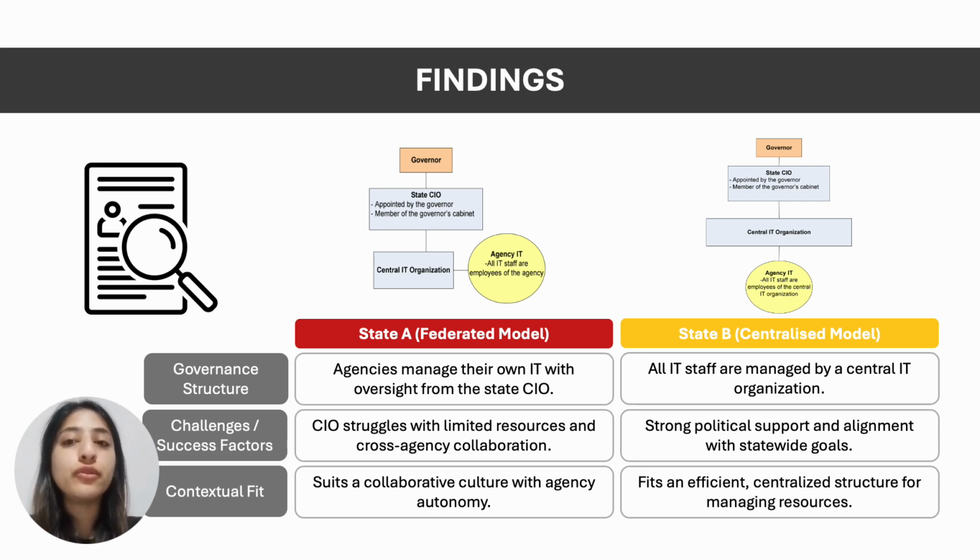The contextual fit of these models: the choice between the two often depends on the context. The federated model suits states and organizations where collaboration is key and agencies need autonomy to respond quickly to unique needs. It's more flexible but can struggle with resource allocation. The centralized model, however, fits better in contexts where efficiency and uniformity are prioritized. It's ideal for large scale operations where managing resources centrally leads to cost saving and better alignment with statewide goals.